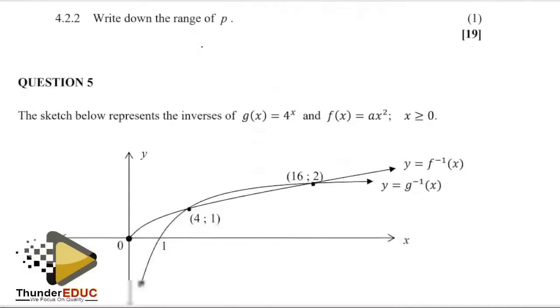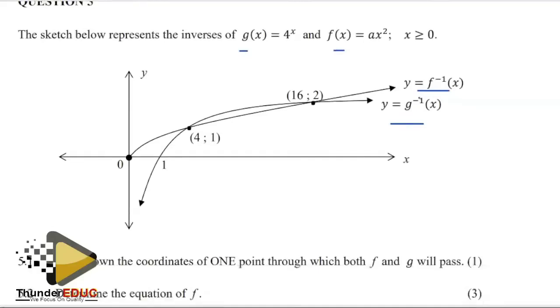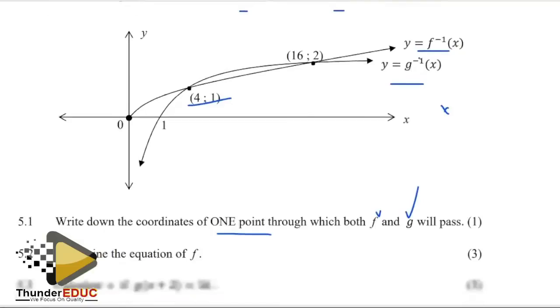Look at question number 5. We have the graphs g of x and f of x, but then the drawing is showing the inverse. Please pay attention to that. And then you just need to know that with the inverse and the original, we just switch everything around. What is x becomes y, what is y becomes x. One point for which both graphs will pass, remember this is f, it's not the g. So just switch these points, 1 and 4, or 2 and 16.